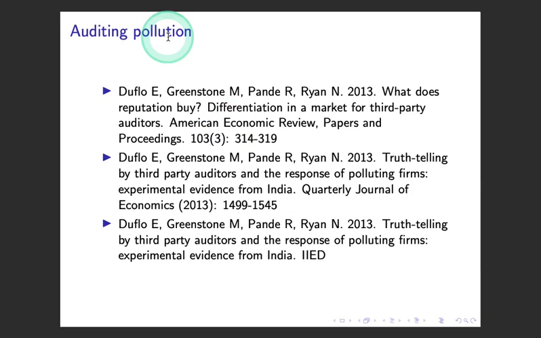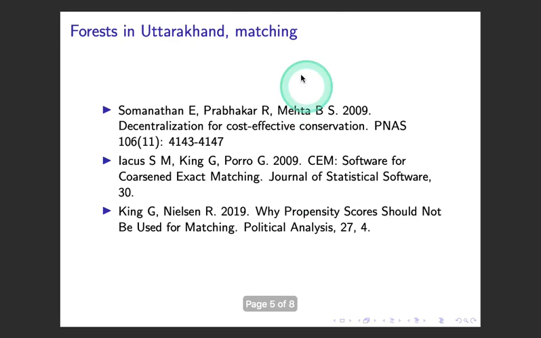In the auditing pollution, we used several publications by Duflo et al. So this is the report, IIED, and this is available on the web. This is American Economic Review. This is Quarterly Journal of Economics. Essentially truth telling by third-party auditors. For forests in Uttarakhand, we use this publication by Somanathan, PNAS. So you can get the paper online.